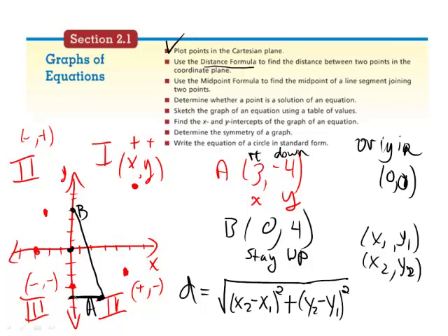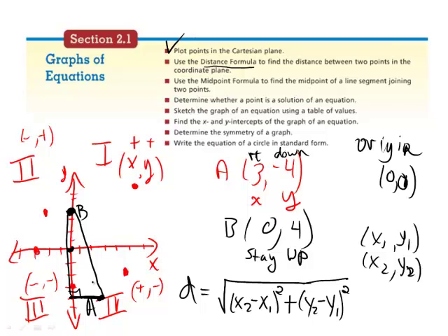And to get the length of the leg, subtract the x coordinates. To get the length of this longer leg, we subtract the y coordinates. And it's just Pythagorean Theorem. Leg squared plus leg squared is hypotenuse squared. So you can plot it and use your geometry, or you can just plug into this formula. Questions about that?